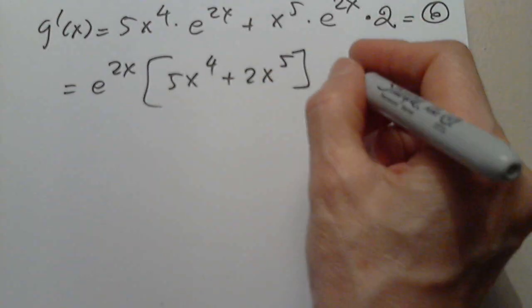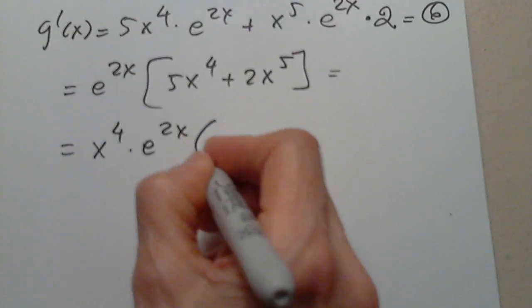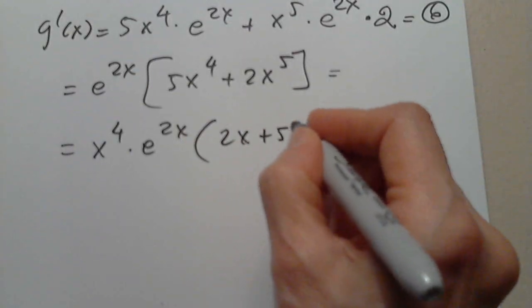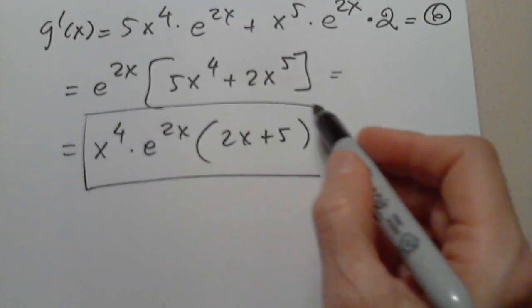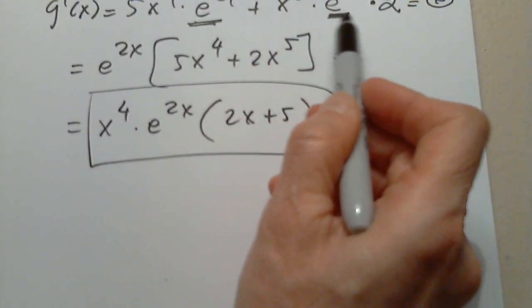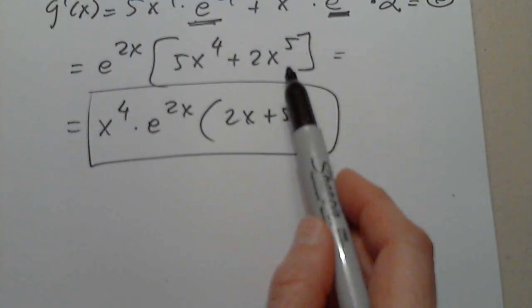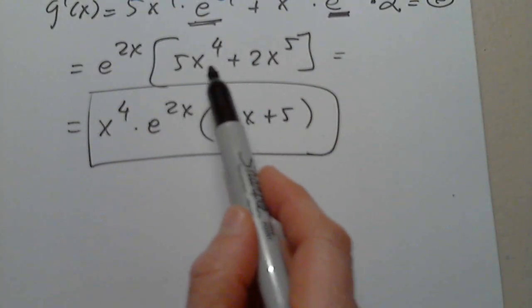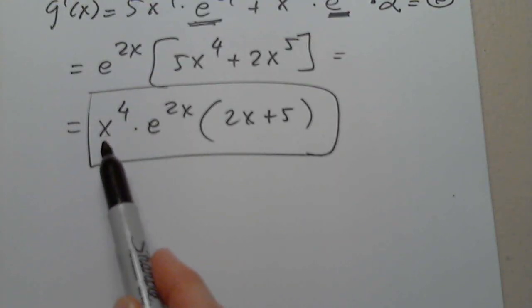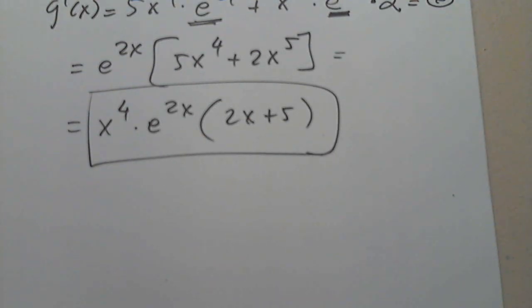So I will also factor out x to the 4th. So x to the 4th e to 2x and then I have 2x plus 5. Again, I factored out this, and then I wrote 5x to the 4th plus 2x to the 5th. X to the 4th and x to the 5th have a common factor of x to the 4th. And I put this one first and this one second in descending order.